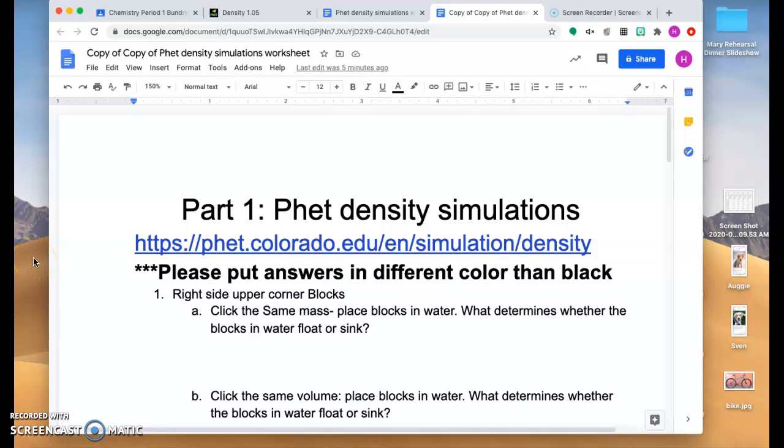This tutorial video is deepening our knowledge of density. So this is the lesson for Friday, October 2nd. On Wednesday, we had gotten started talking about density, and we talked about density in multiple ways.